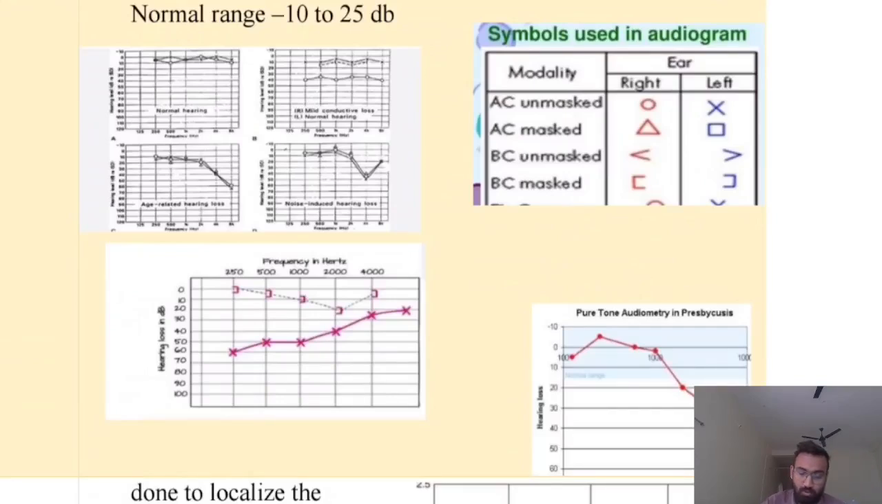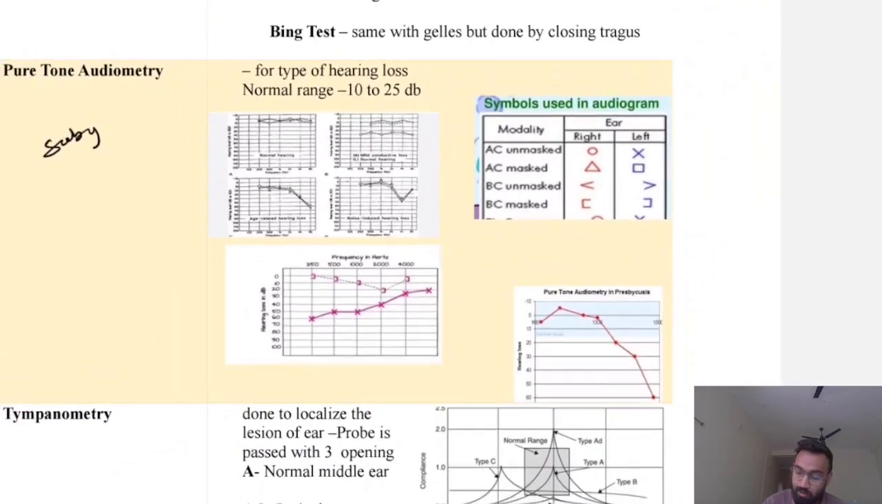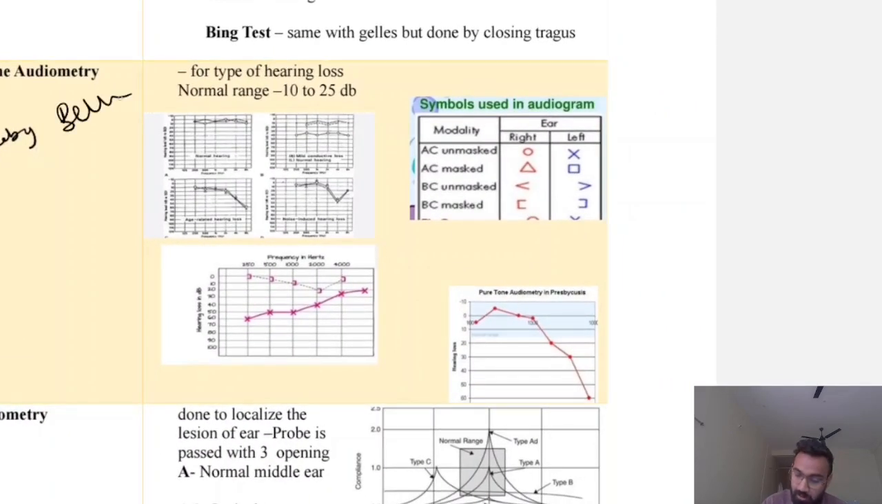So what is pure tone audiometry? Pure tone audiometry is a subjective behavioral hearing test that determines the softest sound a person can hear at different pitches. Basically, it is used to know whether it is a conductive hearing loss or a sensory neural hearing loss.